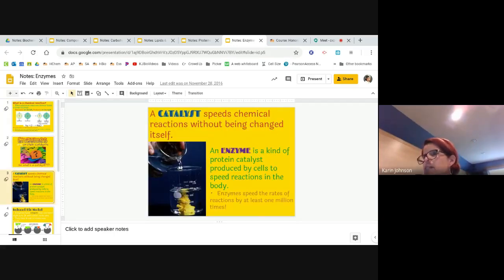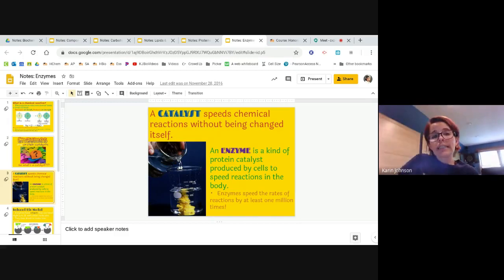Blank, starts with a C, speeds reactions without being changed themselves. So those are catalysts, and catalysts can be non-biological or biological. And if it's a biological catalyst, if it's something that's made by a body or a plant, then we call it an enzyme. It's a type of protein in that case.